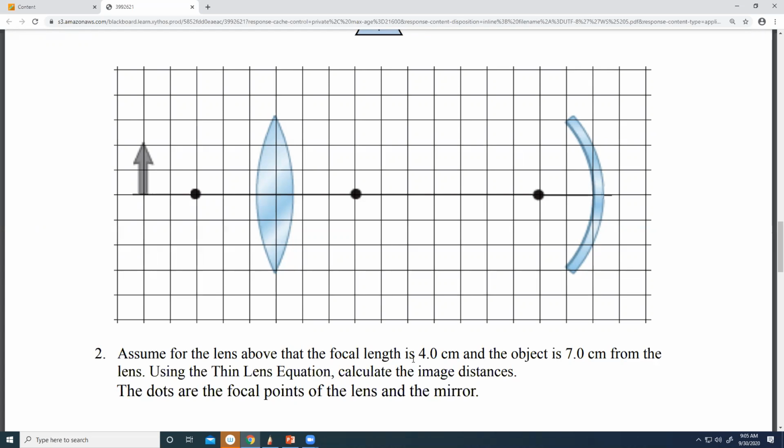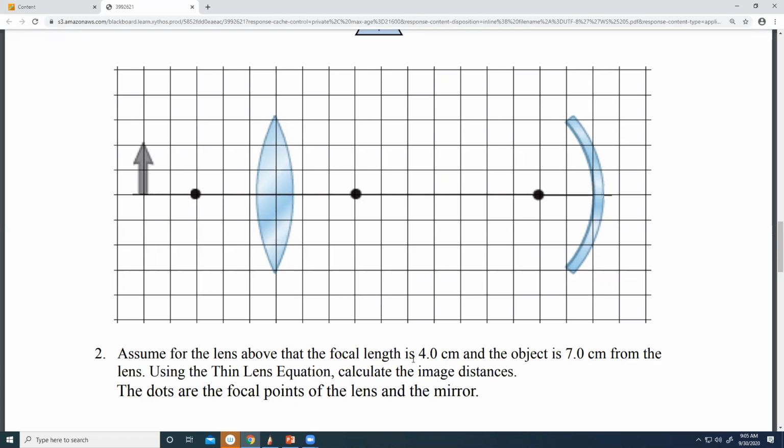And the focal length of this one is, so that's 1, that's 2, that's 3. So the focal length of this one is 3 centimeters, and the focal length of this one is 2 centimeters. And the object is 1, 2, 3, 4, 5 centimeters from the convex mirror. And the distance between the convex lens and concave mirror is 1, 2, 3, 4, 5, 6, 7, 8, 9, 10, 11, 12 centimeters.